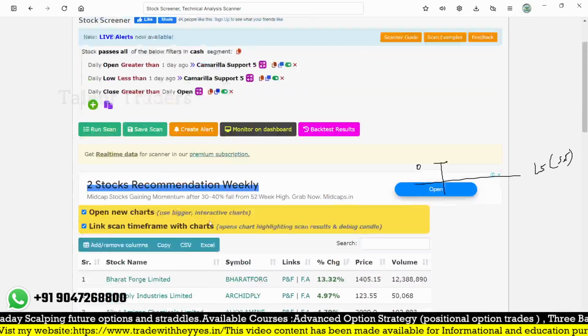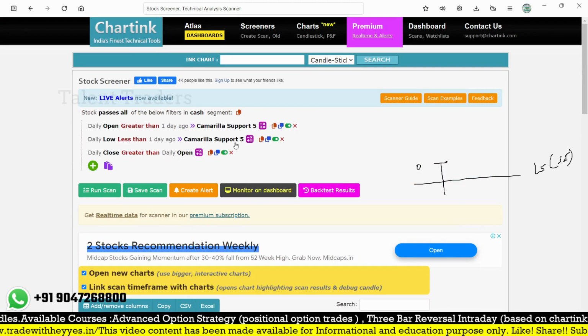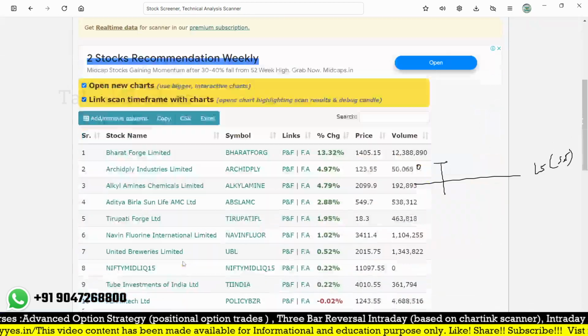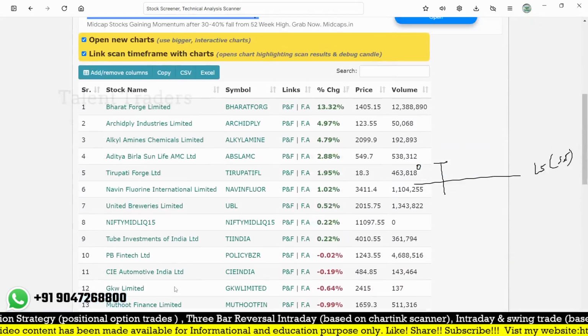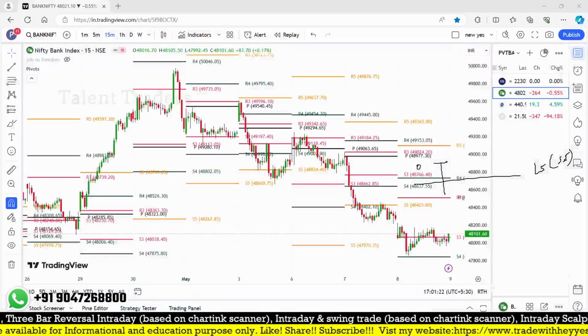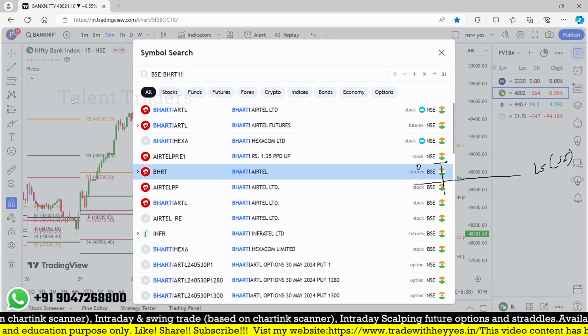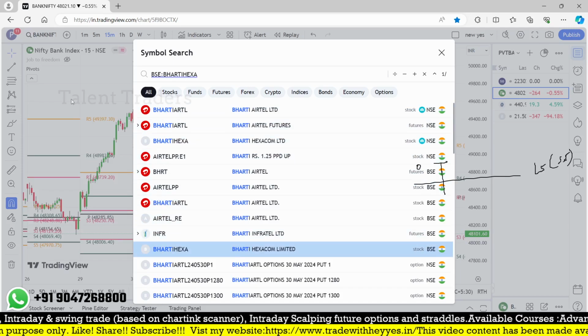I think for a lot of stocks the day low is less than the 1 day ago Camarilla support 5. Let me check. A lot of stocks will come. Let me try. So it is an equity, right? Maybe Bharat Forge. Let me track. And that gave such a good move today.